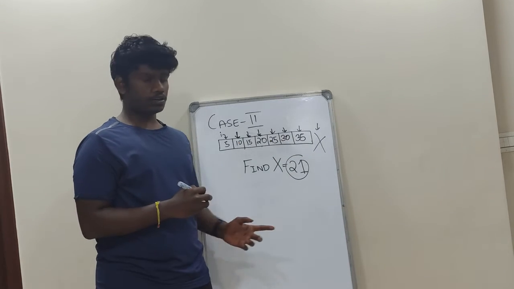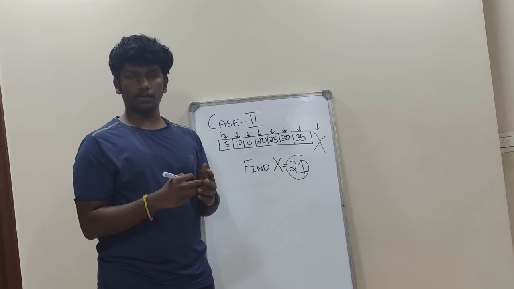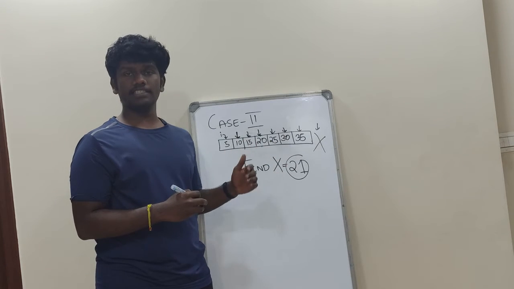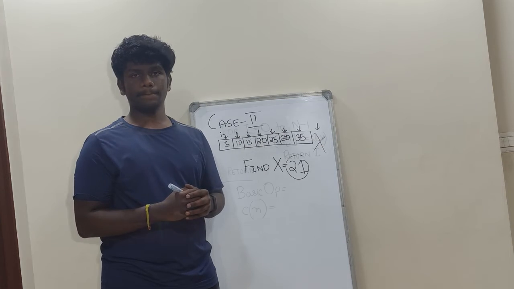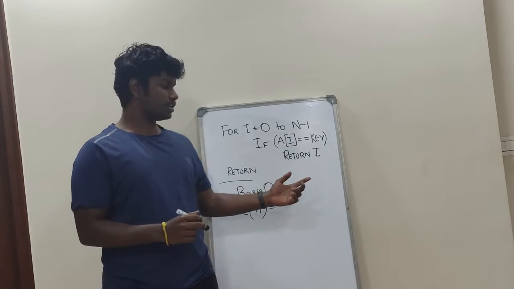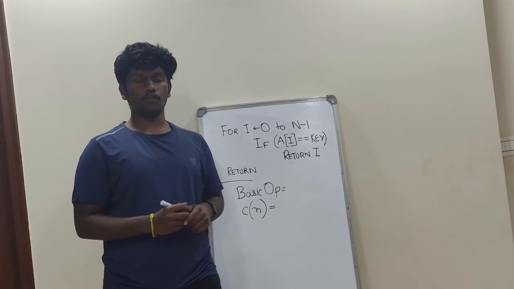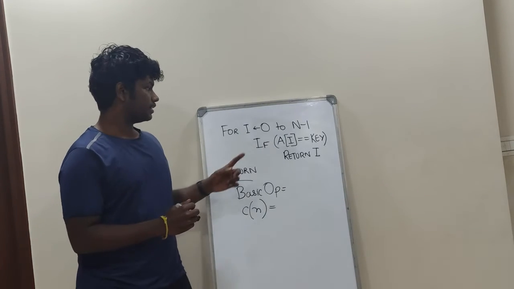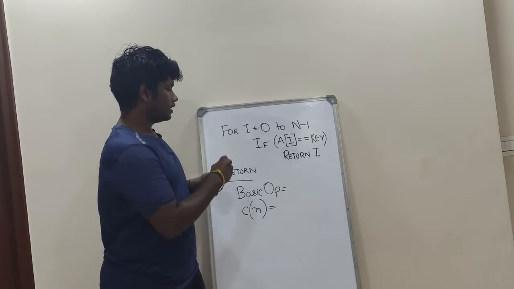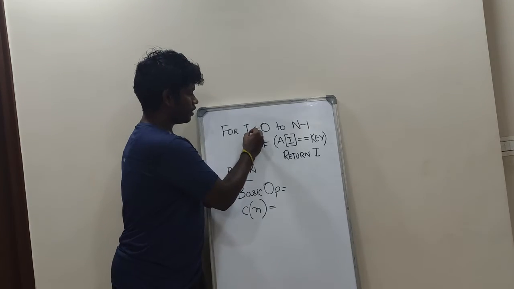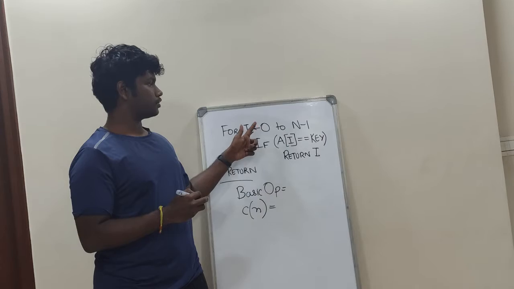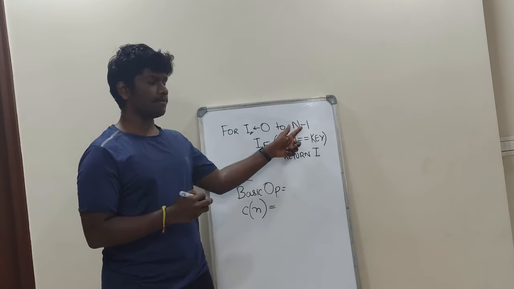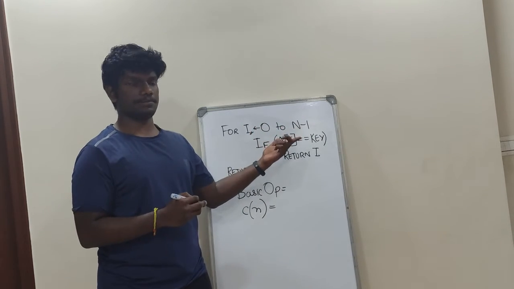So now that we got to know the basic idea of how it works, we'll try to analyze the algorithm and then further see its time complexity. So here, this is the algorithm or the pseudocode for the linear search. Here I is the incrementer. Here we are trying to increment I from 0, which will index to the first element, to n minus 1, which will index to the last element.